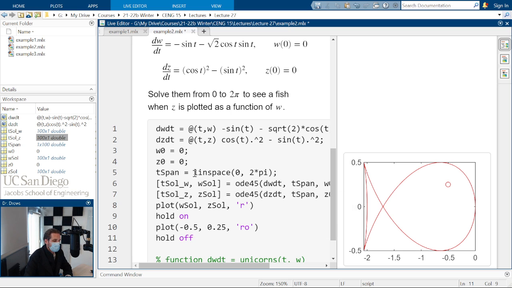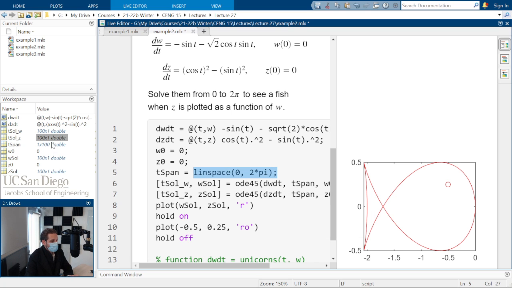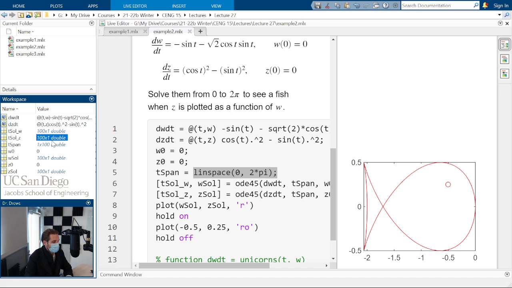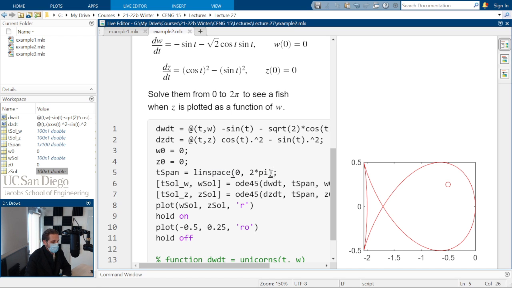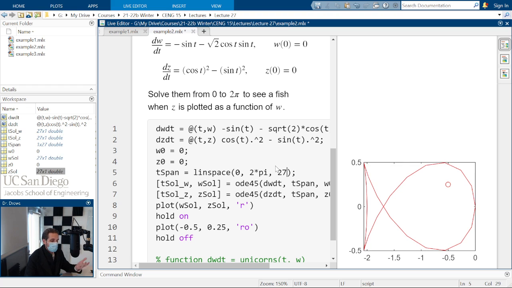But again, keep in mind, the linspace by default should have been giving us 100 elements. And sure enough, if you look over in the workspace, the t-sols for w and z have 100, as do the w-sol and the z-sol. They all have 100. If you change the way that tspan was defined with linspace, maybe you wanted, I don't know, 27 points on there, it would give you that with 27 points, and your fish would get a little bit more blocky, right? Because it's not evaluated at quite as many points.